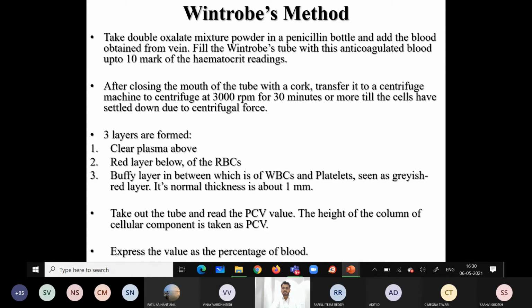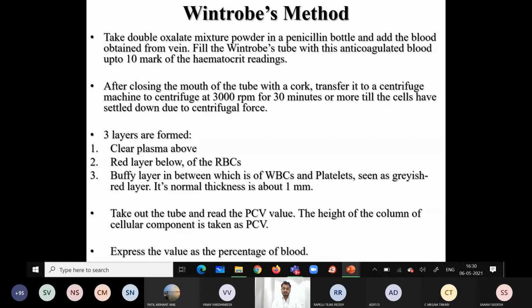So here comes Wintrobe's method of packed cell volume determination. There is no Westergren method here. Westergren method is in ESR. Wintrobe's method is in both, but the procedure is different. So this is the procedure of how to determine the packed cell volume by Wintrobe's method.